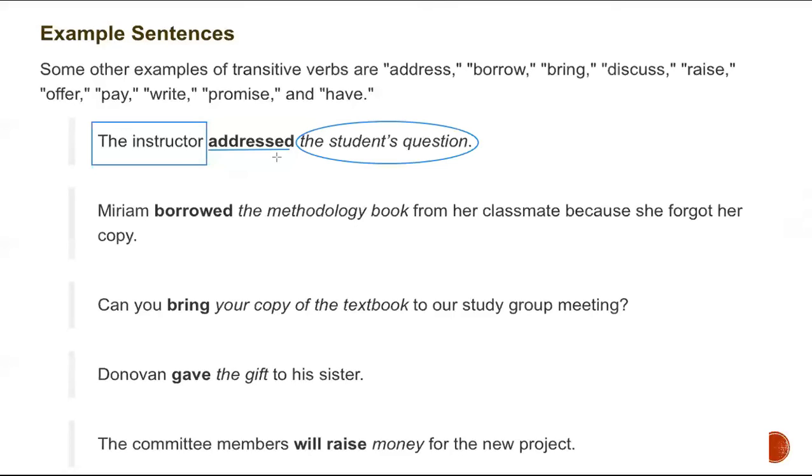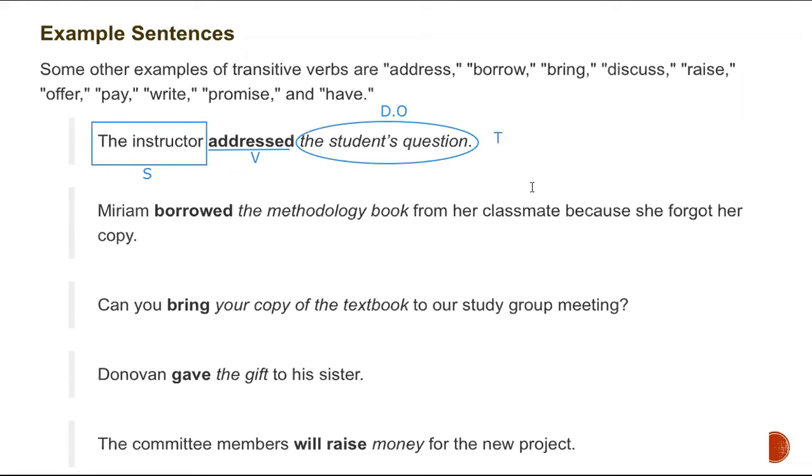So, what are we gonna put here up? We're gonna put direct object. And this one that we have down, the instructor is our subject. And address is our verb. Now, you're gonna put beside the sentence what type of verb? Transitive or intransitive? Transitive.